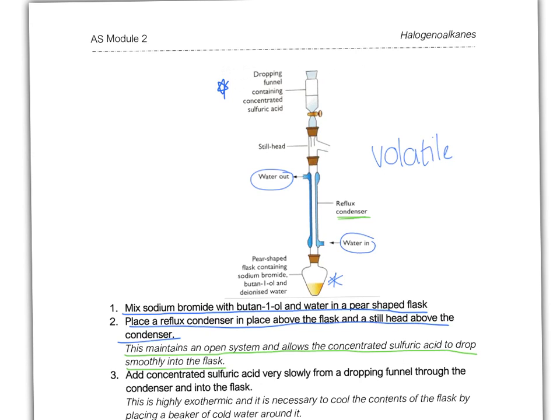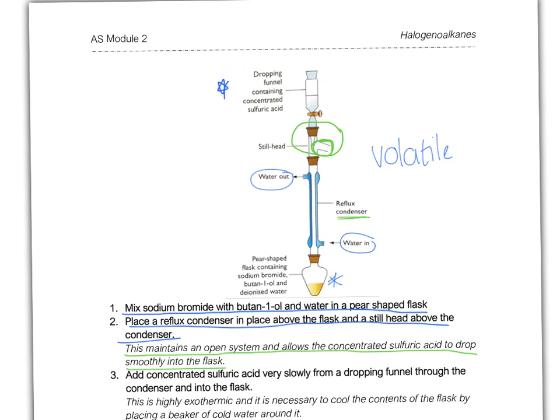Okay, now you can see step number 2 says place a reflux condenser, we've pointed that out, and a still head. And that's this piece of apparatus here, and you can see that it has an opening here. What that means is that it maintains, as it says down here, an open system. Okay, so we've got gas, air coming in and air able to leave. And that's really important for this. Otherwise it would explode. And so that's why the still head is there, to allow that circulation of gas.